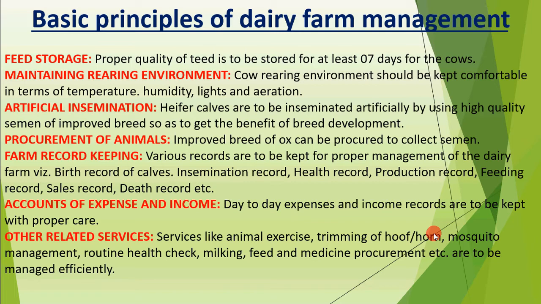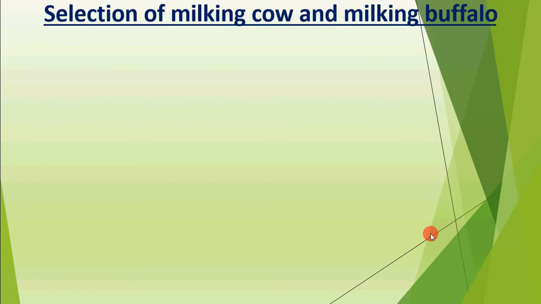Then other related services like animal exercise, that means trimming the hoof, then mosquito management, and routine health checkup. You always have to contact the veterinary doctor to come to the farm for routine checkup as well. So you have to maintain the procedure as well. So these are the basic principles of dairy farm management.